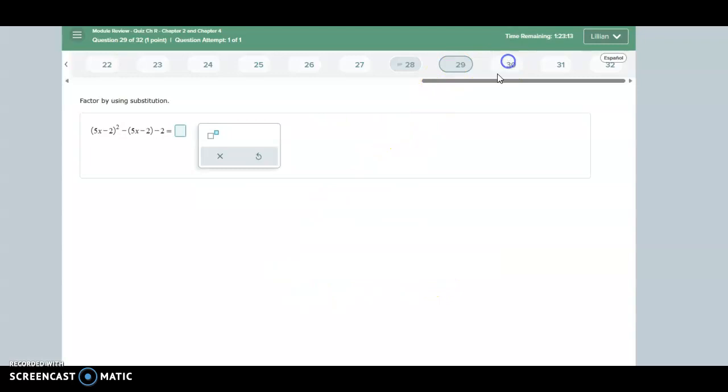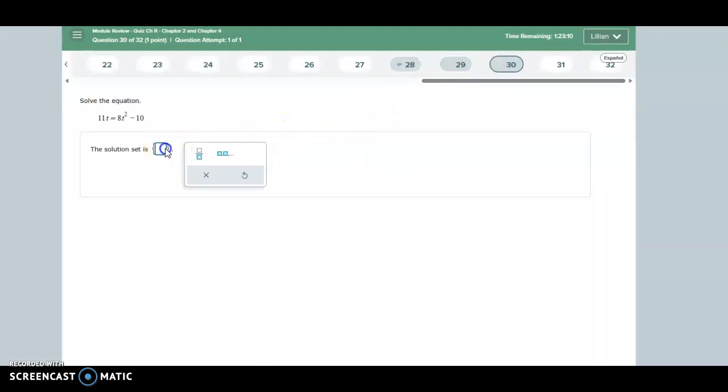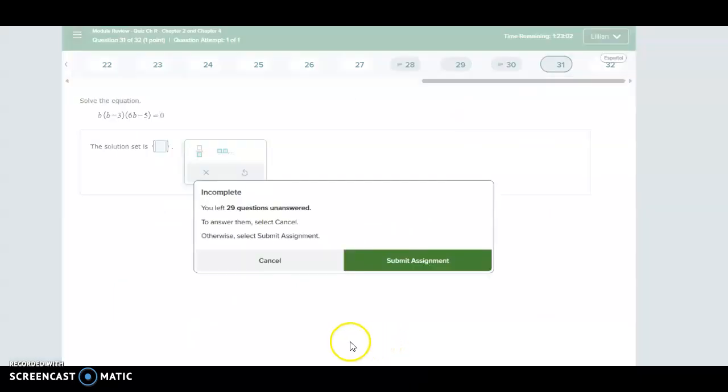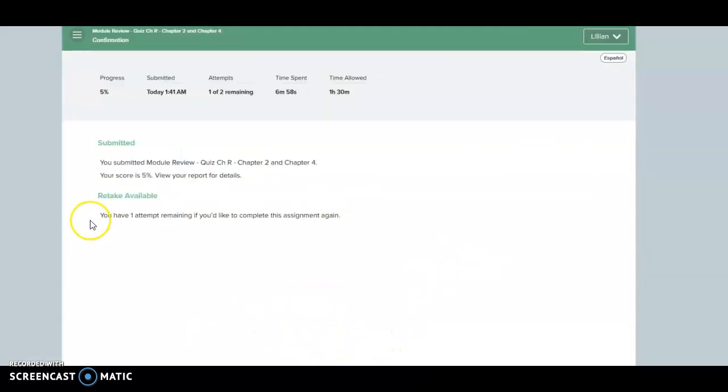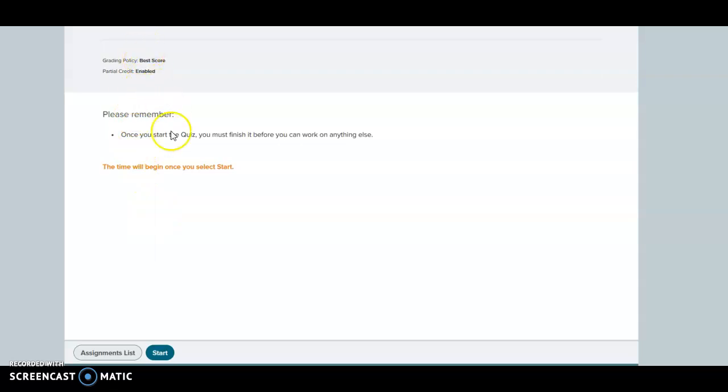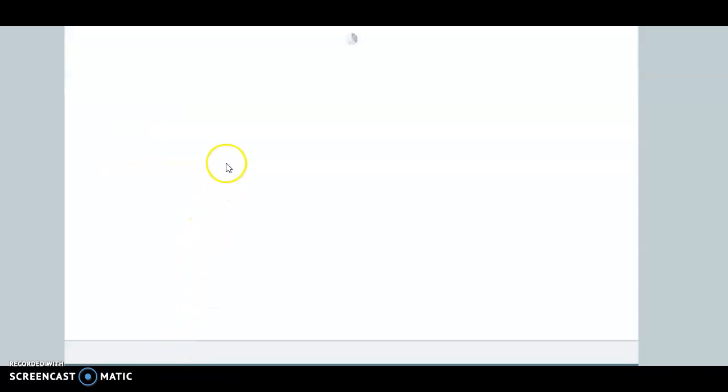Let me go back, and I'm going to put a wrong answer in here. Let me just make up an answer. I'm going to say that the answer here is 5. So now when I hit submit assignment, it tells me that I submitted it. I have 1 of 2 attempts remaining, and at the bottom it tells me quick retake. So I'm going to go to quick retake, and I'm going to hit start.